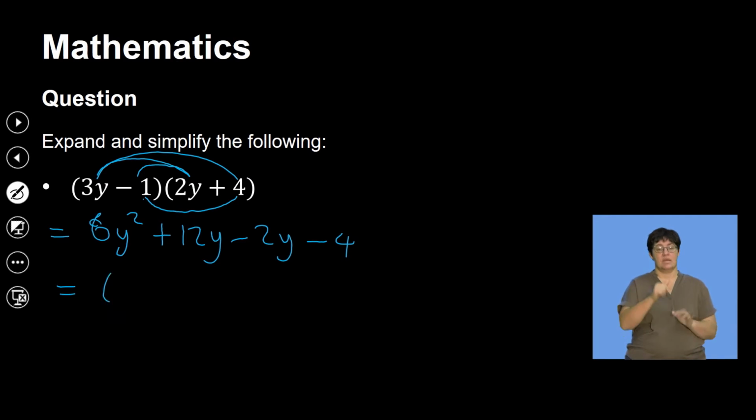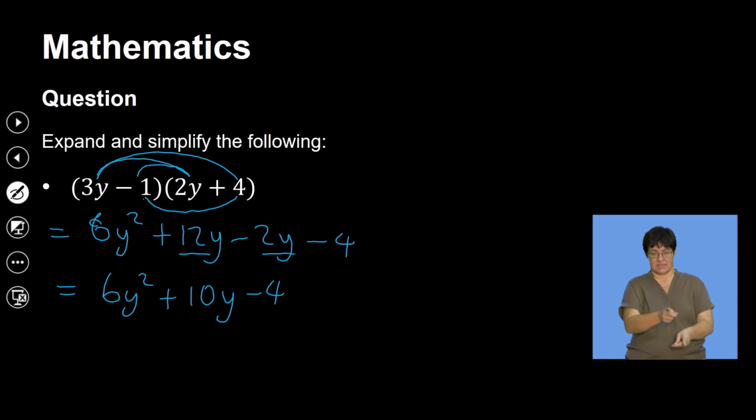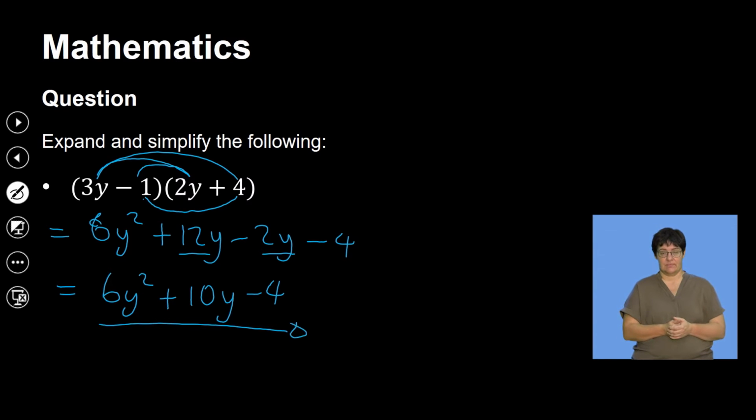And this will end up being 6y squared, because the two middle terms are like terms. It will then be plus 10y minus 4. And that becomes my final answer. And then you just leave it there. Remember, these are not like terms. You can't do anything further than this.